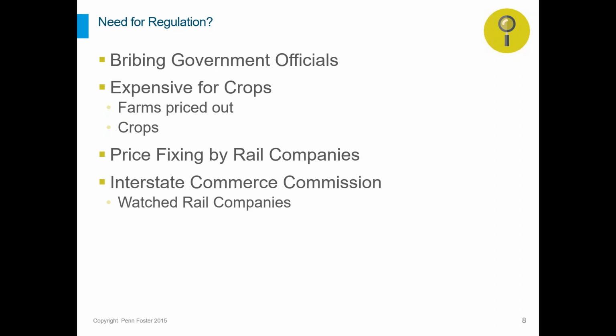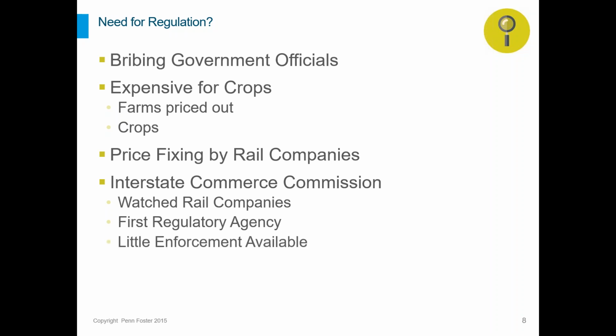Which led to the Interstate Commerce Commission, which became our first regulatory agency over private businesses. And its job was to watch for these types of abuses by the railroad companies. However, they had very little enforcement available. Congress and the presidency at the time were still very well connected to the railroad companies. So the commission was not able to enforce most of the different rules that they tried to have as this new agency regulating the companies.